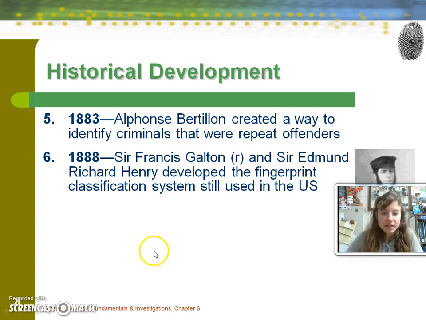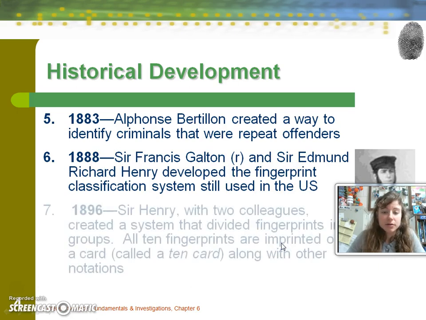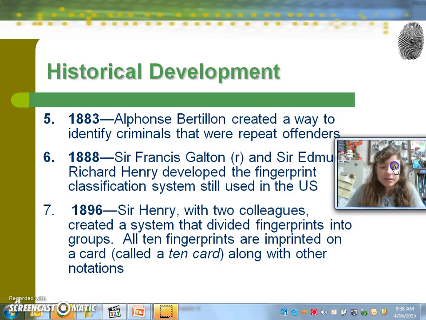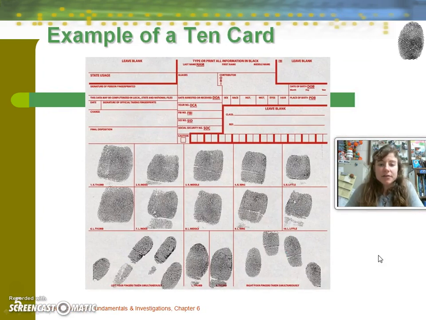There is a technique of fingerprint classification system still used today that was created in 1888 by Galton and Sir Edmund Richard Henry. And then 1896, devising a system to divide fingerprints into groups, which we'll look at today, and then recording prints for a person on a 10-print card. This is an example of a 10-print card, so it's a systematic way of rolling an inked print onto the same piece of paper for all 10 prints.